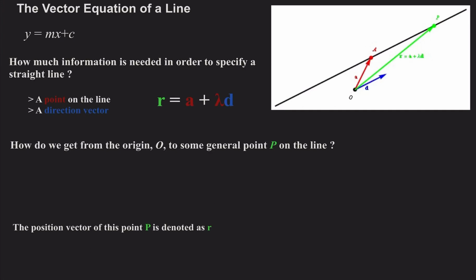The topic of today is the vector equation of a line. You're already familiar with the idea of the equation of a line in 2 dimensions, y equals mx plus c, where the gradient is m and the y-intercept is c.